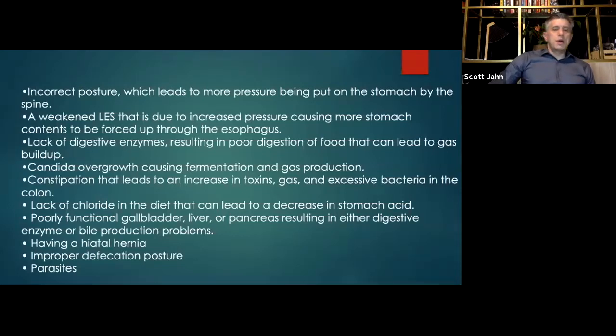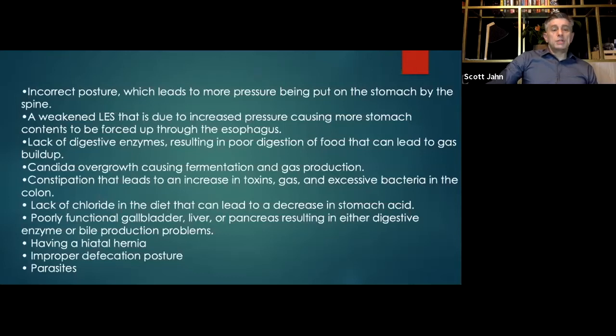So we have a weak lower esophageal sphincter, which is due to increased pressure caused by more stomach contents. We have a lack of digestive enzymes, hydrochloric acid being the main one, which can lead to the gas buildup. You can get candida overgrowth or fermentation of gases. Constipation can also lead to an increase in toxins and gases and excessive bacteria in the colon. Then lack of chloride in the diet can lead to a decrease in stomach acids, right? You need hydrochloric acid, HCl. So if you don't have the Cl, then you're going to have a problem.